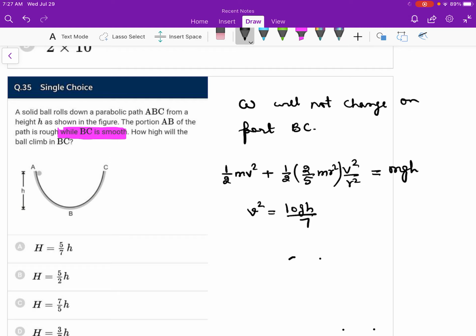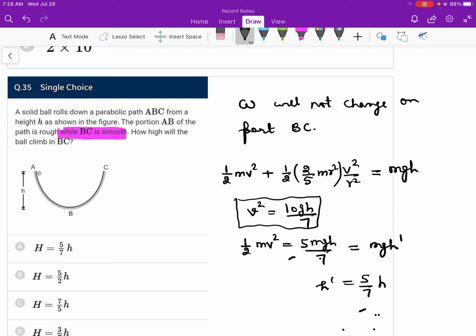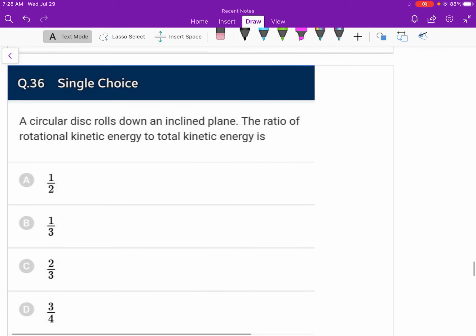Now translational kinetic energy, half mv square, is 5 mgh by 7, and when it reaches the highest point in BC, this translational kinetic energy converts into potential energy mgh dash, so h dash is 5 by 7 into h. Only the translational kinetic energy part converts into potential energy on BC part, since omega will remain constant as the part BC is smooth. So correct answer is 5h by 7.